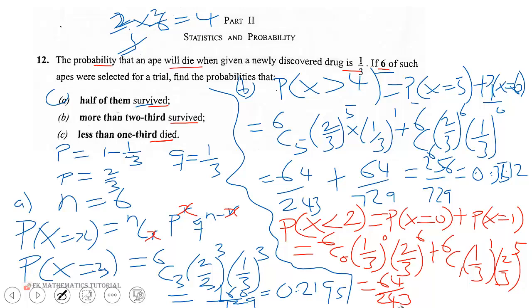Almost the same as the first one. Then this one too will be 64 over 729. So everything will simplify to give us 0.3512.